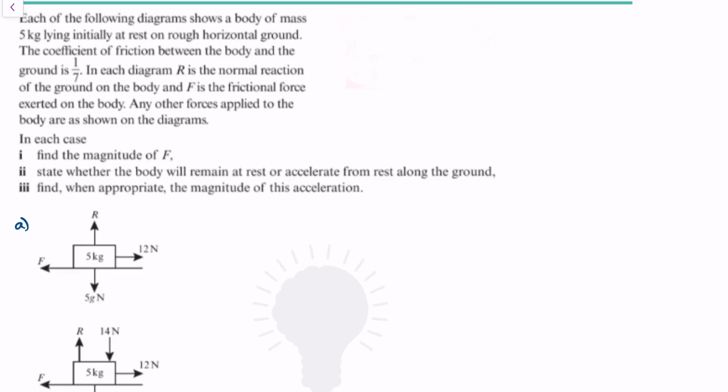Okay, so we've got 5g here. So R will be, because it's obviously not moving vertically, R will be equal to 5g. So F will be equal to mu times R. So it's going to be a seventh times 5g. Okay, part 1. So F is equal to a seventh times 5g, which is a seventh times 5 times 9.8, which is equal to 7 newtons.